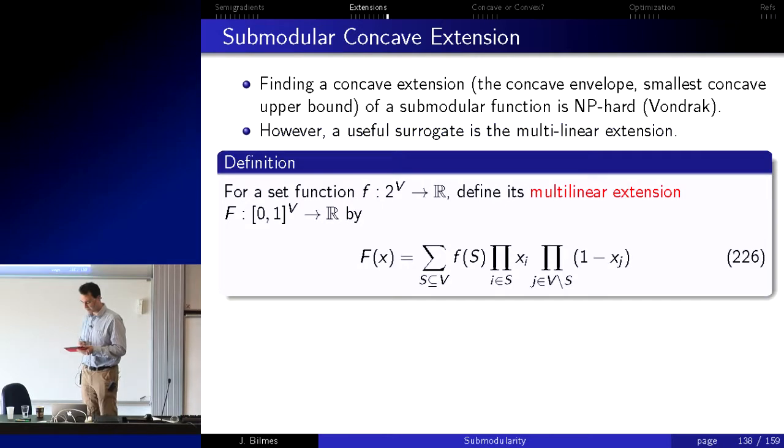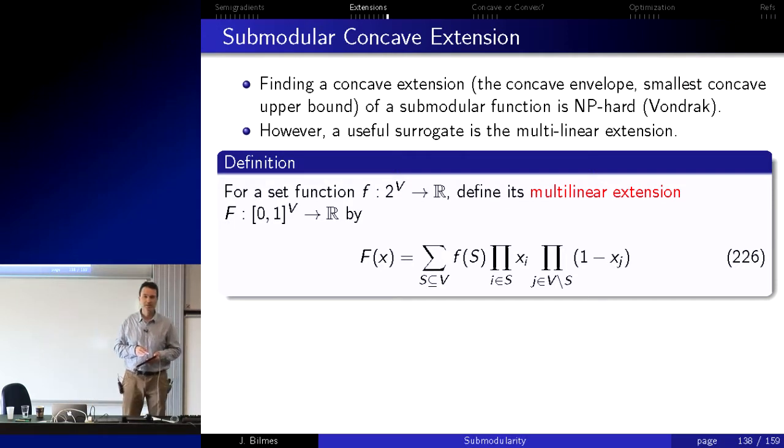I do want to mention that there is a concave extension to submodular functions, but in general, finding the concave envelope is NP-hard. But you can get a concave-like extension called the multilinear extension. It's not concave, nor is it convex, but it's concave in certain directions. And with this, you can optimize using continuous greedy-like algorithms and get boundedly good solutions for a variety of submodular function maximization problems subject to various constraints like matroid constraints and knapsack constraints.